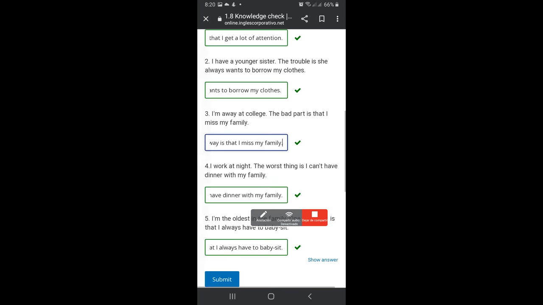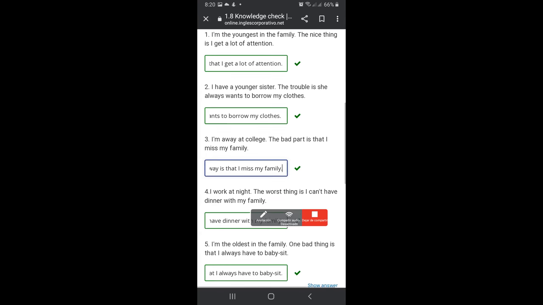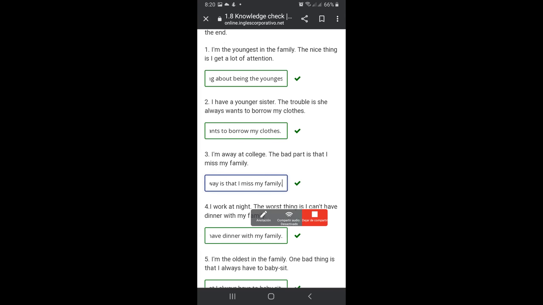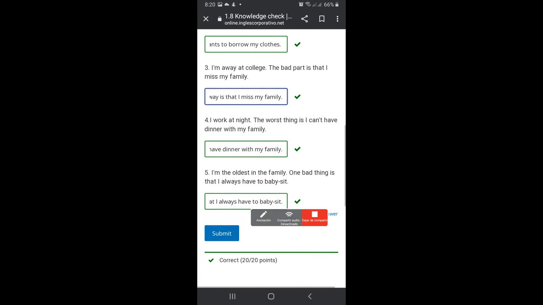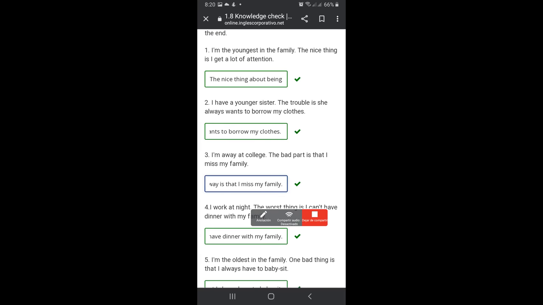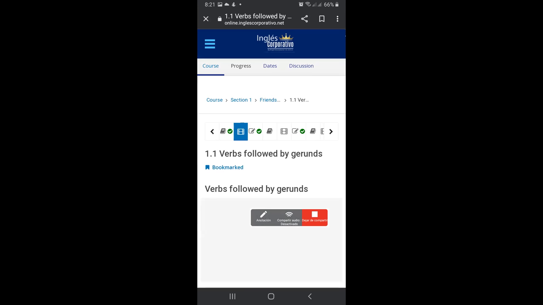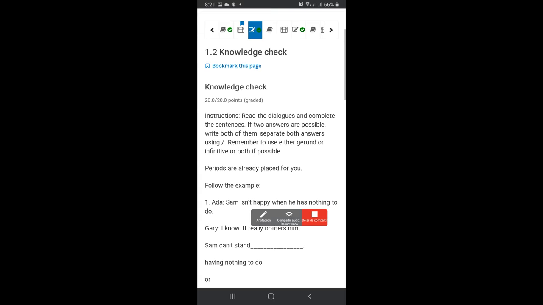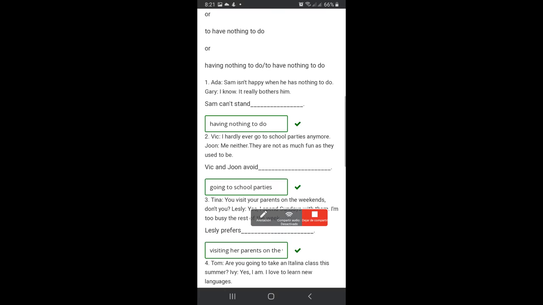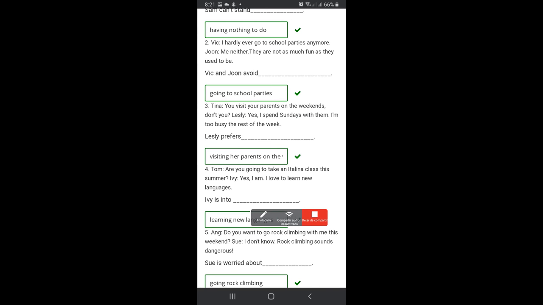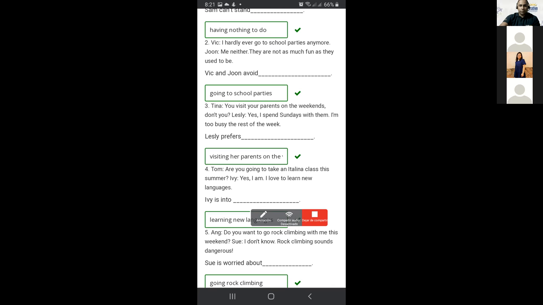Okay. Practice, if you can. No, because I have a problem with exercise 1, 2. Do you have it? It's the first one, the knowledge check? In this section? Number 1.2. Number three and six. Number three. The answer, yes, I wrote visiting her parents.